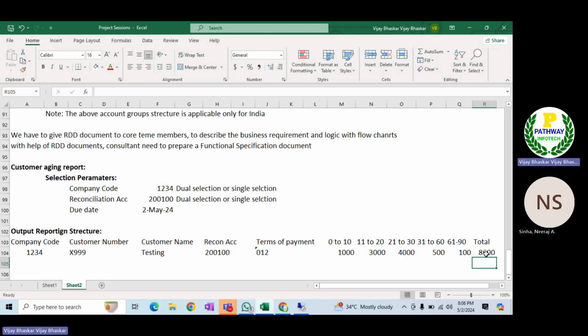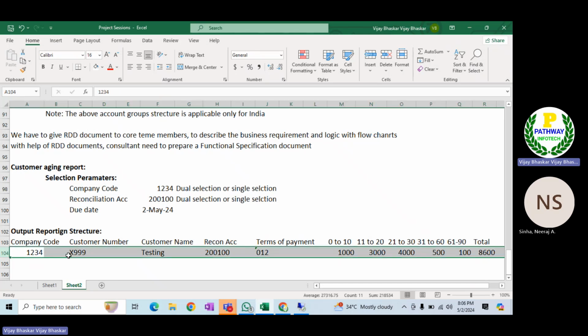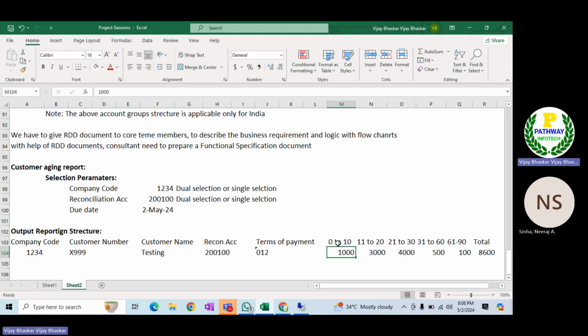So now the total from this customer which we are going to receive is 8,600 rupees. Again, if I double click this one, then again the detailed line item is what I wanted to know. For the 1,000 rupees which is 0 to 10 days, how many line items are there? For 11 to 20 days, how many line items are there? Again 22. Again, how many line items are there?